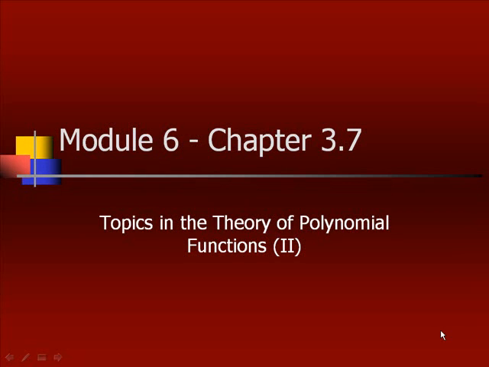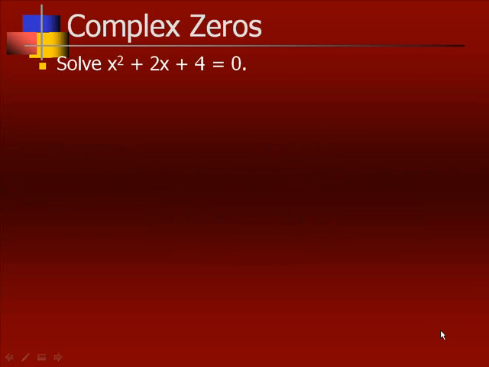Module 6, Chapter 3.7, Topics in Theory of Polynomial Functions, Part 2. Complex zeros. Solve the equation x squared plus 2x plus 4. Well, this one will not factor, so there are no rational solutions.